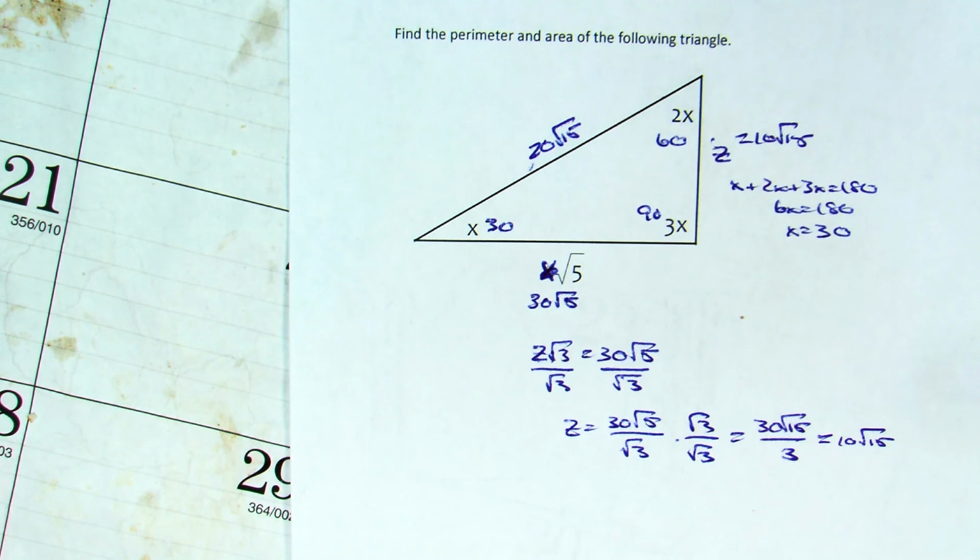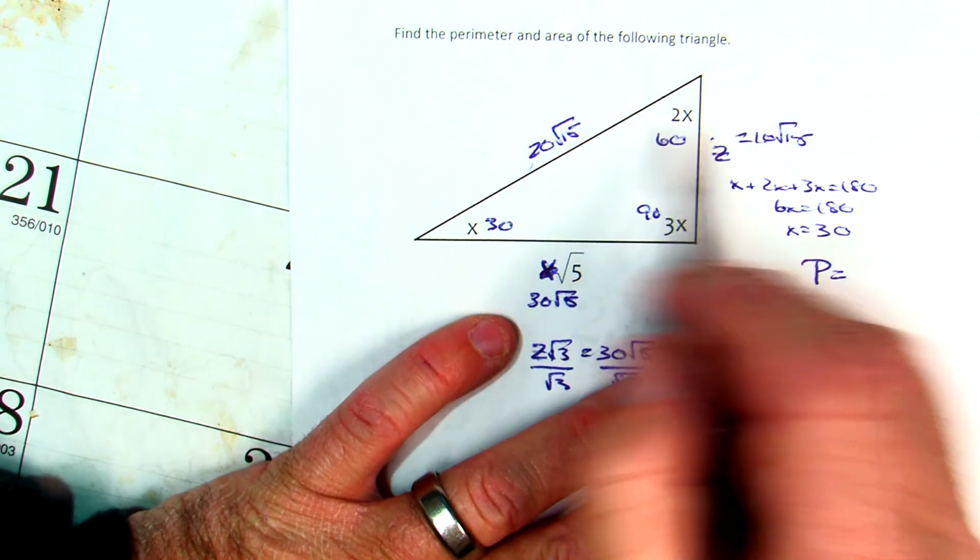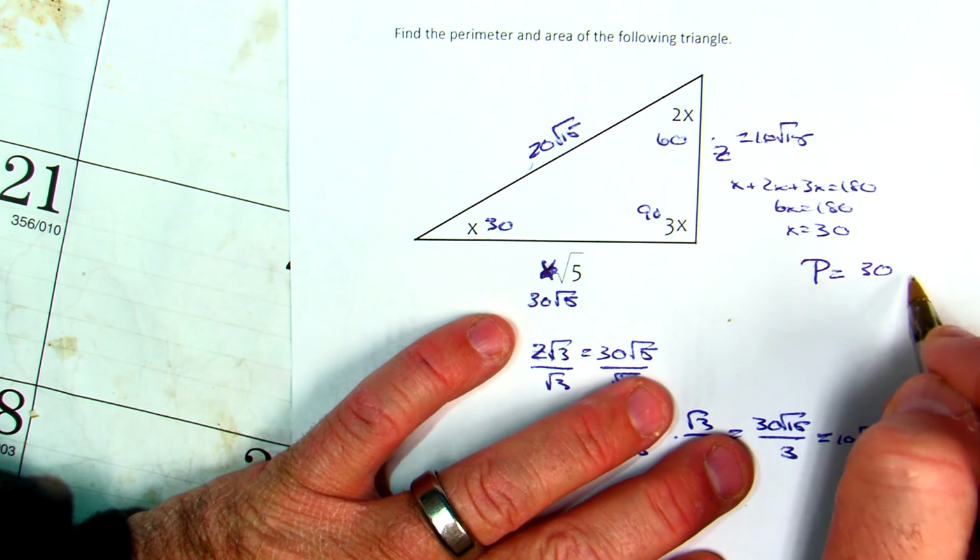So those are my three sides. To get the perimeter, I add all my sides up. Since these are like radicals, I can add those. 20 plus 10 is 30.